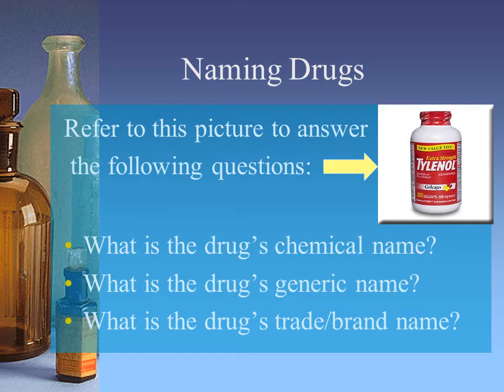Okay, so we discussed how we come up with drug names. I have an assignment for you. I want you to look at the picture to the right of the arrow and answer the following questions. You're going to need to find out what the drug's chemical name is, what the drug's generic name is, and what this drug's trade or brand name is, also known as a proprietary name. When you figure it out, send me an email and I'll let you know if you have it correct.